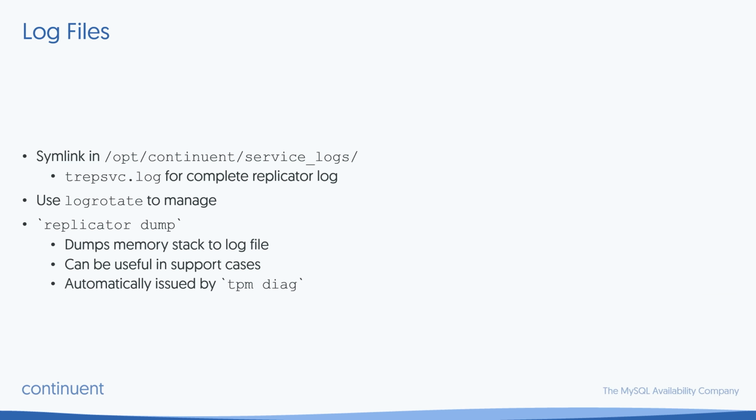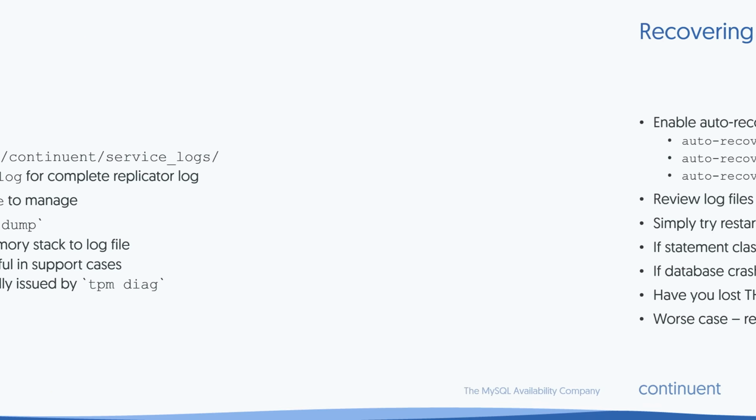A symlink to the latest log files for the replicator can be found in the Continuent service logs, and these logs have the potential to grow, so it is recommended that you configure logrotate to manage them. The replicator dump command can be very useful if you feel the replicator isn't working. It will output a complete memory dump of the Java process into the log file. Our support team will find this useful and be able to understand the issue better. By default, this is issued when you create a diag file as well.